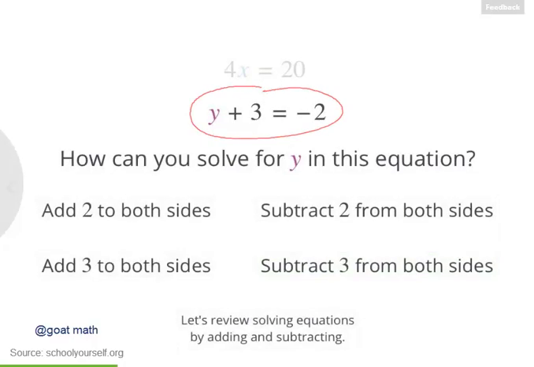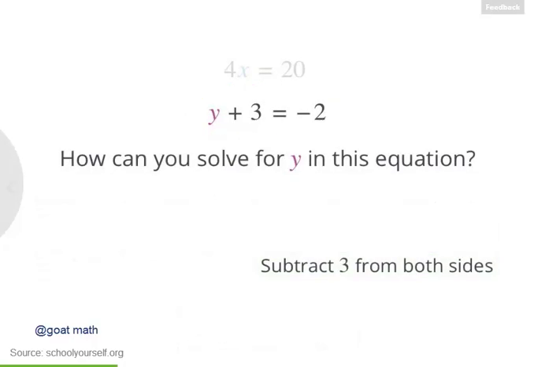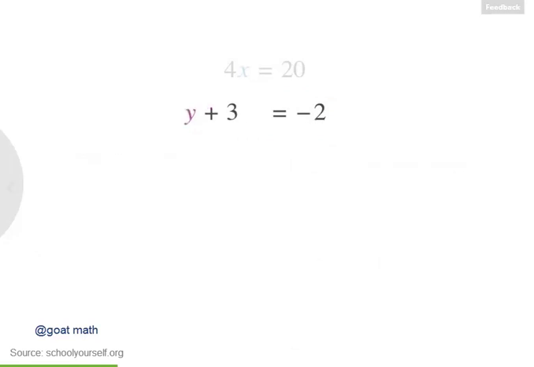Exactly. To solve this equation, you should subtract 3 from both sides, because once you do this, adding 3 and subtracting 3 on the left side cancel out, and that leaves you with y. So y equals negative 2 minus 3, or negative 5.